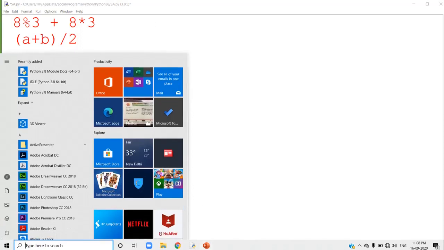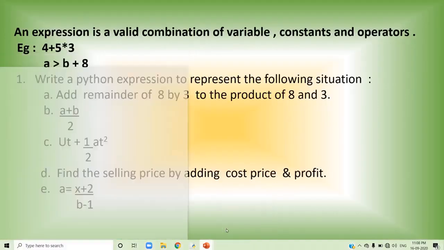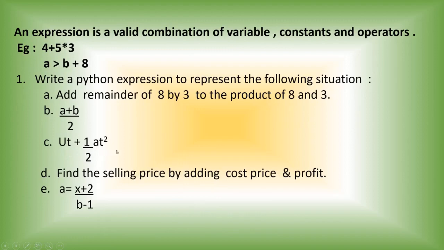And the next question is: ut plus half a t squared. That can be written as u into t. Ut is two different variables with no sign in between, which means you have to multiply. No sign means multiplication. So u into t plus a into, we cannot write t square in Python, we have to write it as a into t, the whole divided by 2.